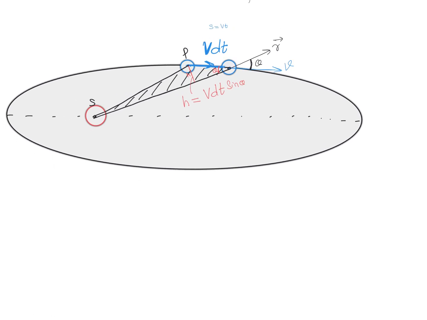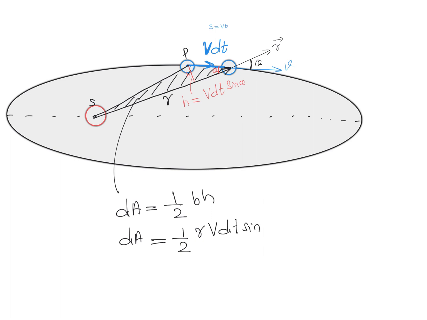So now we got the value of perpendicular distance for that triangle, so we can find out the value of area of this triangle. Let's say I'm considering area of this triangular portion is equal to dA. Now we know that this area is equal to half into base into height. We can take the base of this triangle as this distance, which is the instantaneous position vector, r vector. So dA is equal to half into base, which is r, and h is equal to v into dt into sin theta.